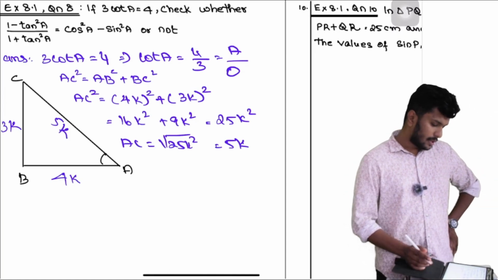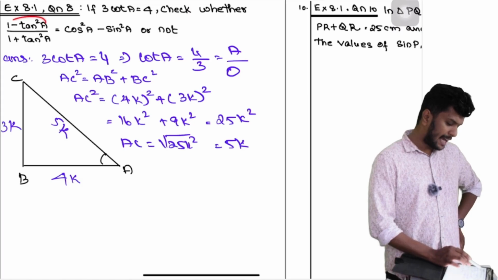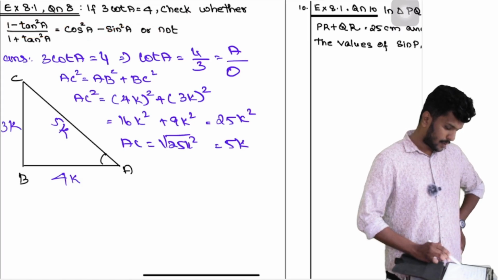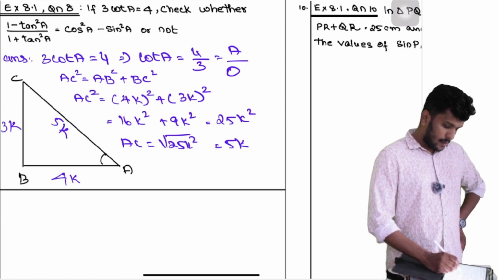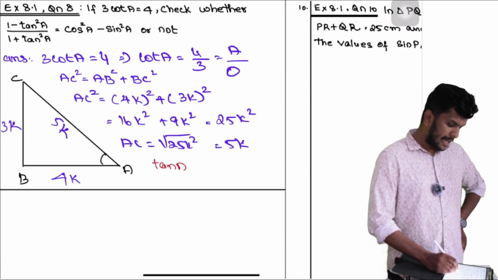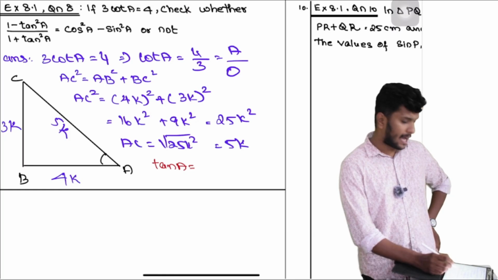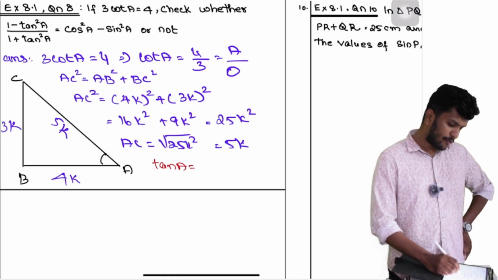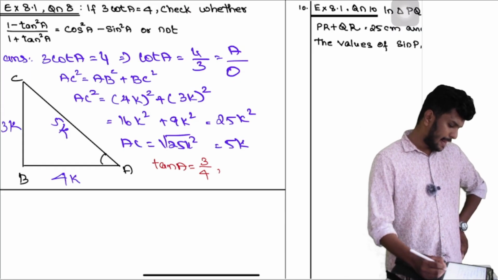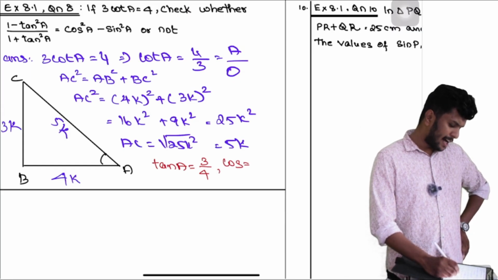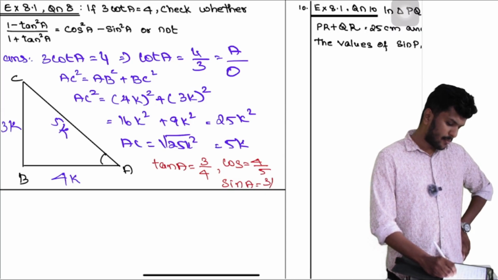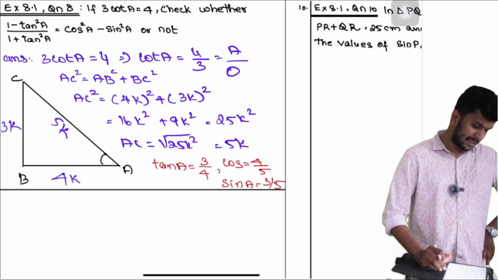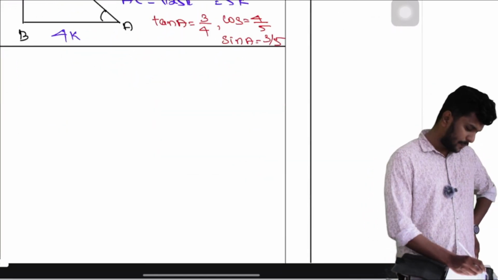Okay, now this question is all about tan, cos, sin. So let's find them now. tan A is equal to what? Opposite by adjacent, right? Opposite by adjacent means 3 by 4. Now cos means what? Adjacent by hypotenuse, 4 by 5. Sin A means what? 3 by 5. Now you have to show 1 minus tan square A by 1 plus tan square A.